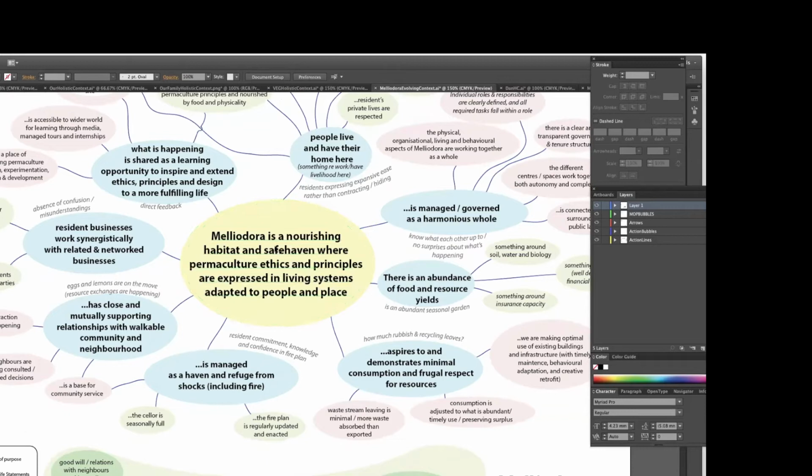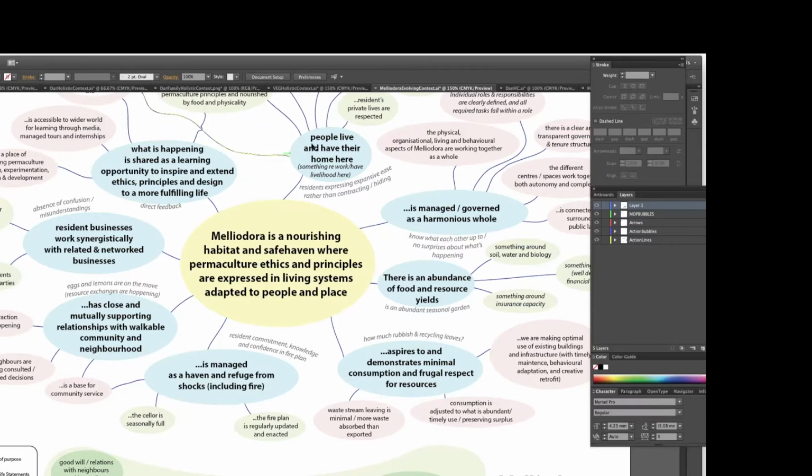And you can see they've articulated a purpose statement, and they've got their own quality of life statements that are unique to them. These are the key things they need to feel are true of Meliadora as a permaculture property, 2.5 acres, moving forward. It's managed, governed as a harmonious whole. It's both somewhere people live and have their home, and it's a place where what's happening is shared as a learning opportunity to inspire others.